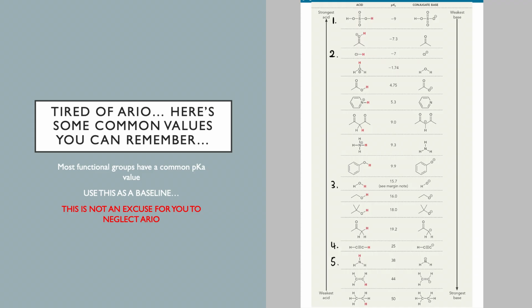Now, I'm sure you guys will get tired of using ARIO over and over. So here are some of the common pKa values you should remember. I wrote some numbers on the side that you are recommended to memorize, like sulfuric acid being the strongest one that you'll use, at -9. Hydrochloric acid is -7. Water is 15.7, so it's usually like the midpoint for you guys.